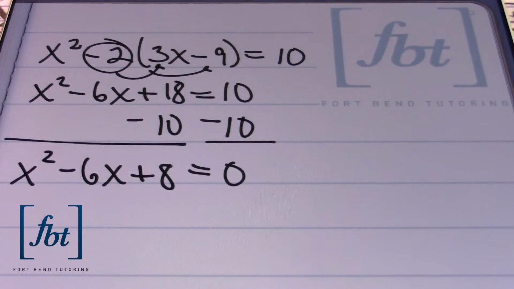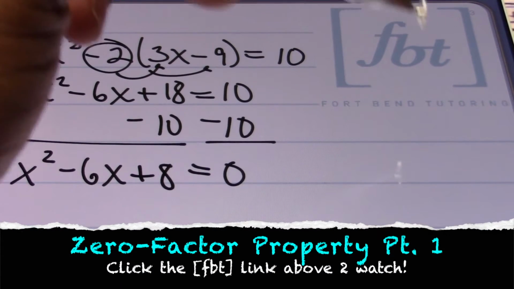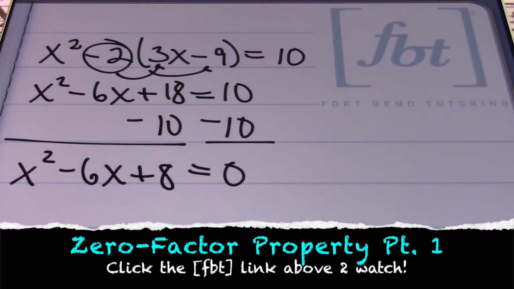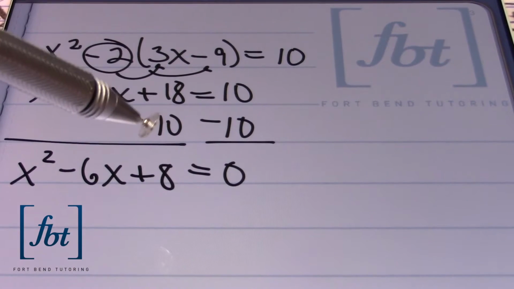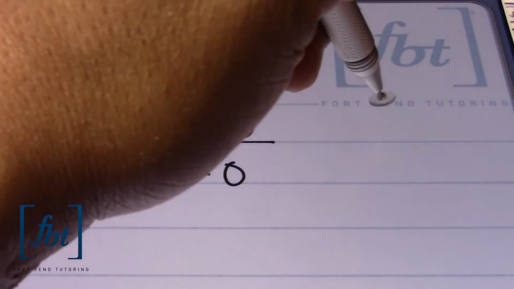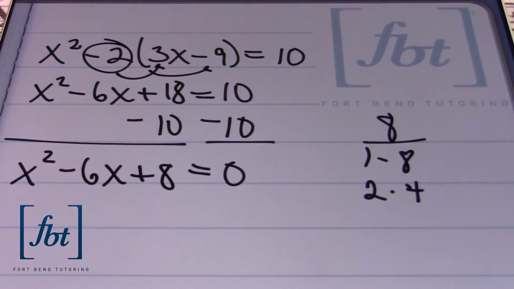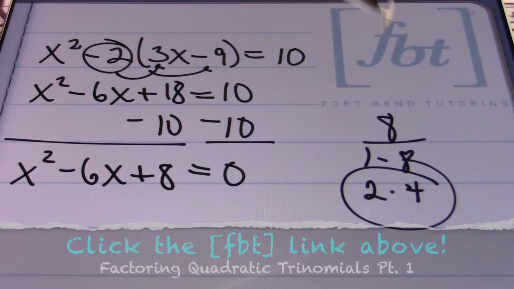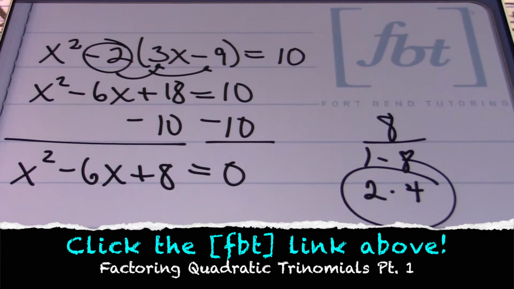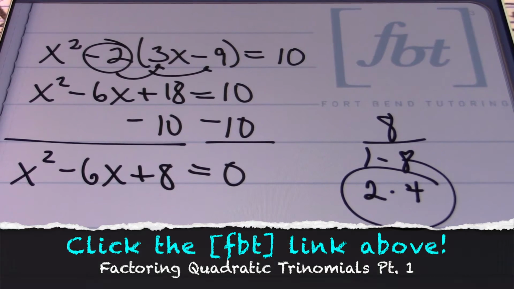And now we'll be solving our quadratic equation using the zero factor property. So if you need a refresher over the zero factor property, go ahead and check out this link right here. Okay, there you go. So factoring our quadratic equation, we're looking for 2 factors of 8 that will add to give you 6. So if you're looking at the factors of 8, we have 1 times 8, we have 2 times 4, and lo and behold, it's 2 times 4 that'll multiply to give us 8, but will also add to give us 6. If you need some additional practice on factoring quadratic trinomials, go ahead and check out this video right here. There you go. We got you. Okay, here at Fort Bend Tutoring, yeah, we have you.